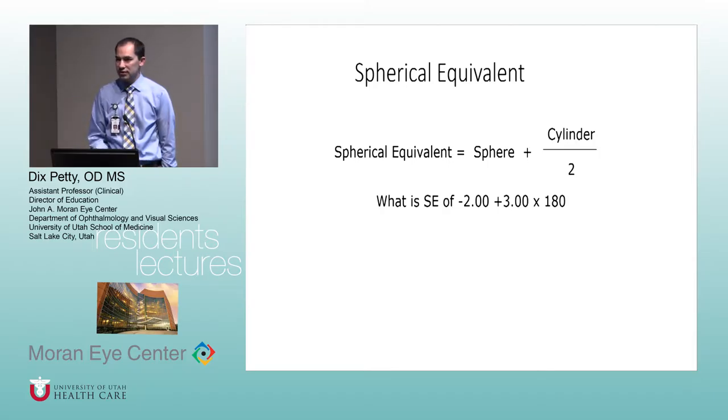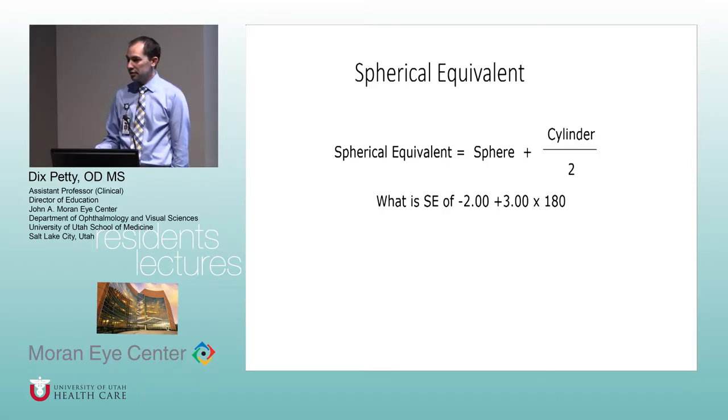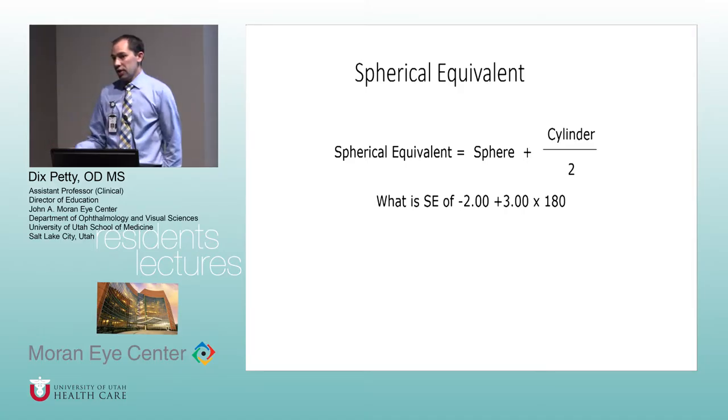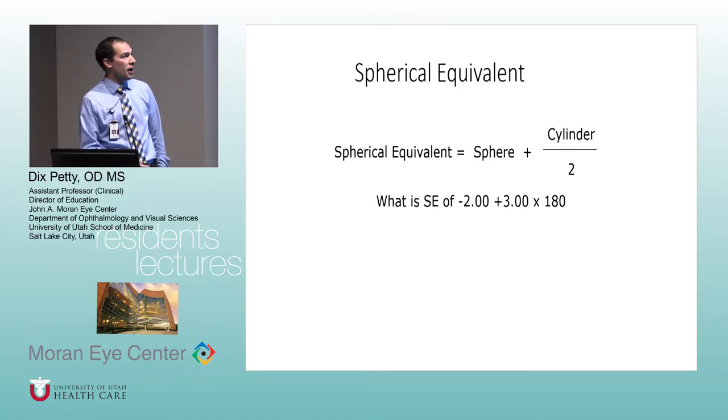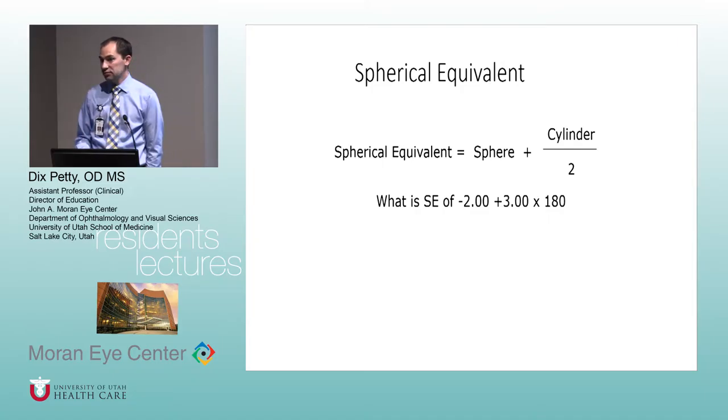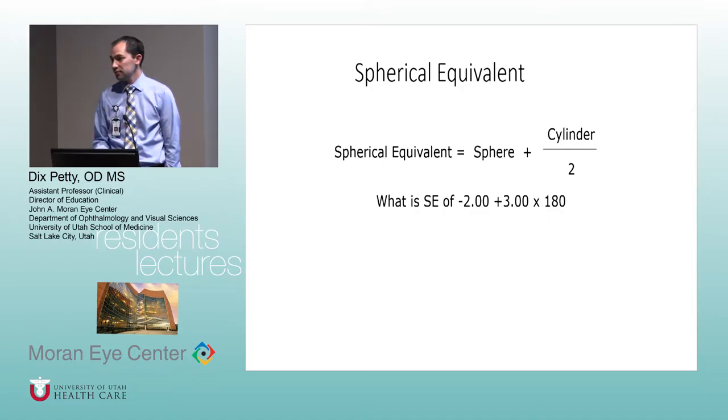So let's talk a little about spherical equivalent. There's just a basic formula for that. If you get a prescription, spherical equivalent comes in handy a lot of times, especially in contact lenses, when you rotate through with Dr. Meyer and myself. But the basic formula is sphere plus half the cylinder. And the sign does matter when we're talking about the cylinder.